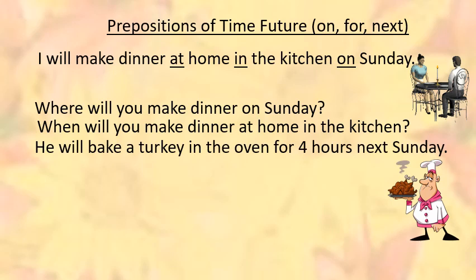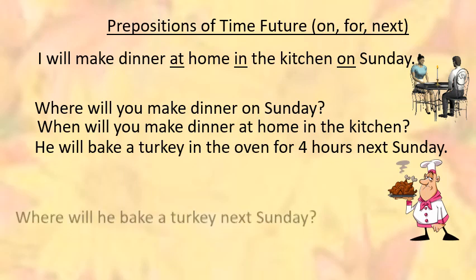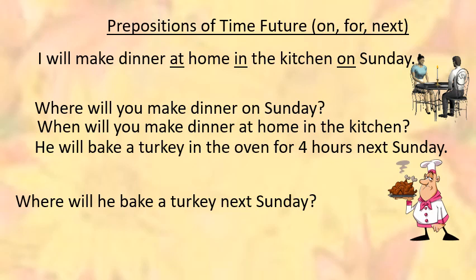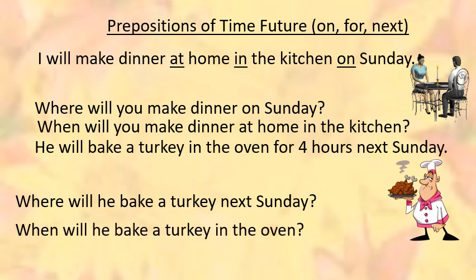He will bake a turkey in the oven for 4 hours next Sunday. Where will he bake a turkey next Sunday? Preposition of place, in the oven. When will he bake a turkey in the oven? Preposition of time, next Sunday.